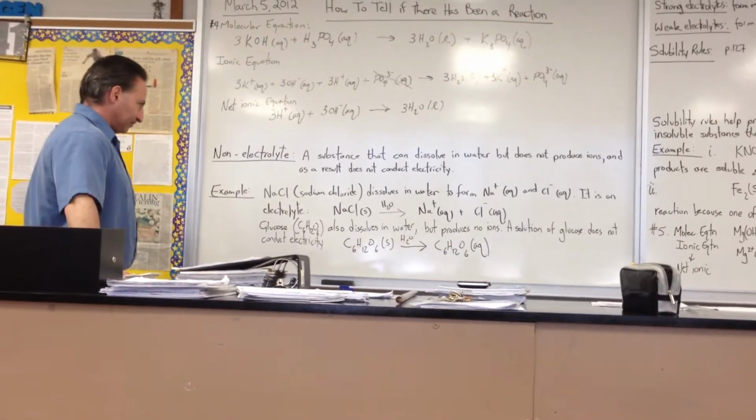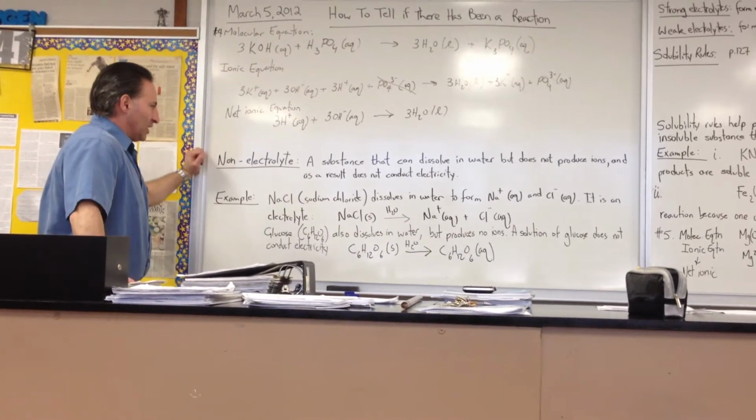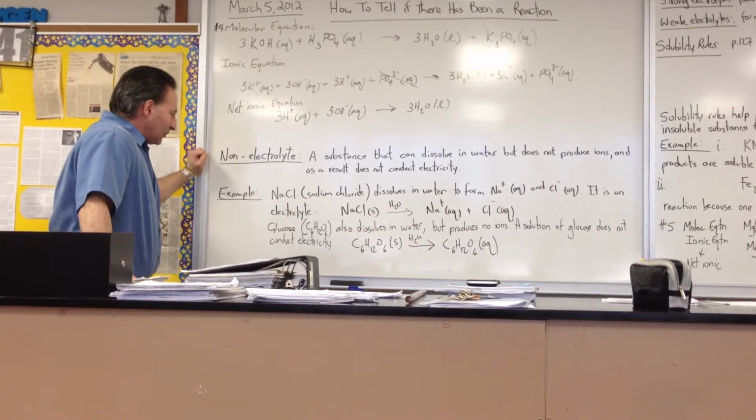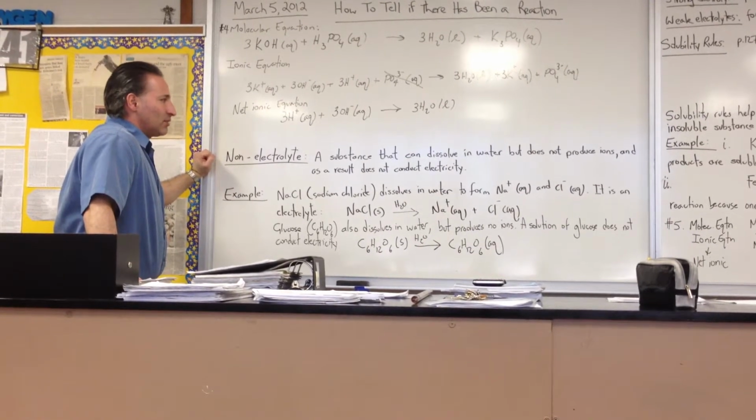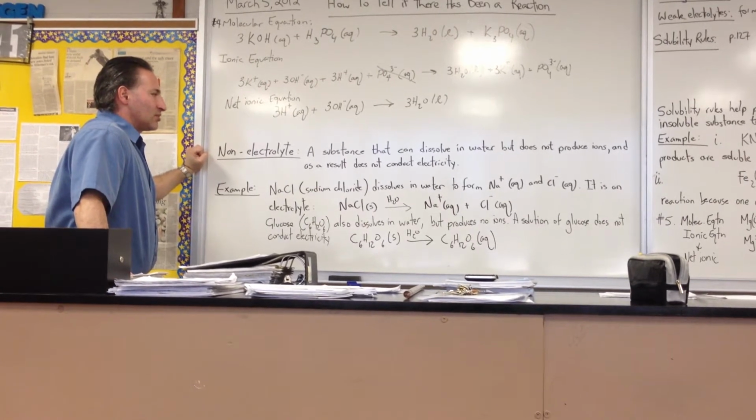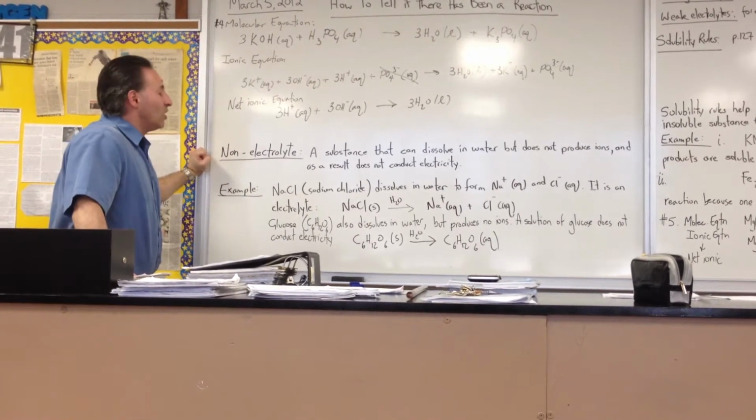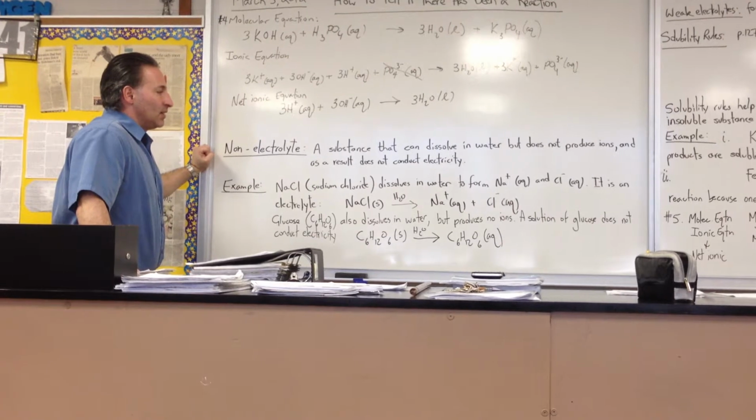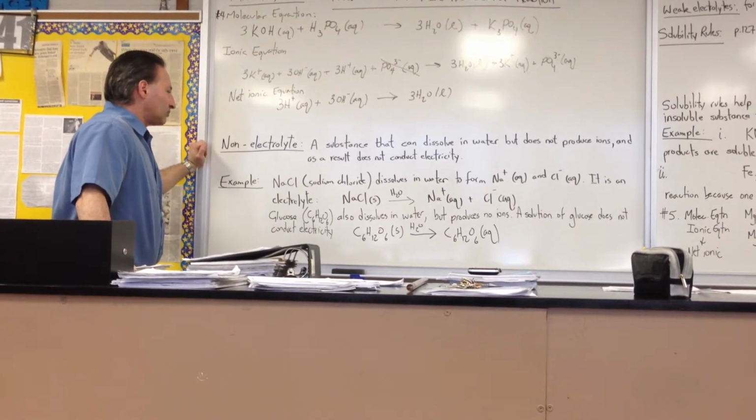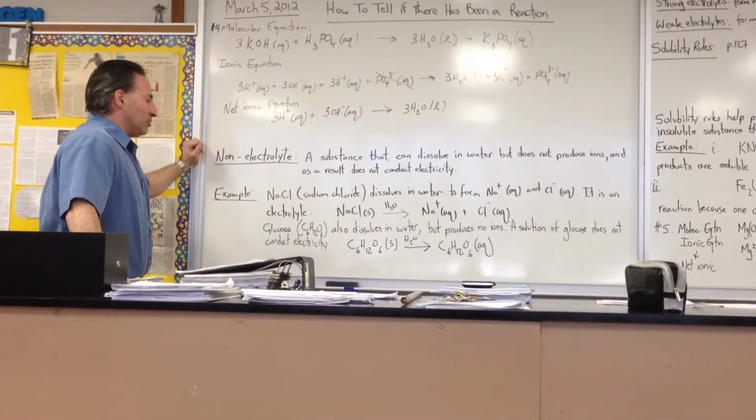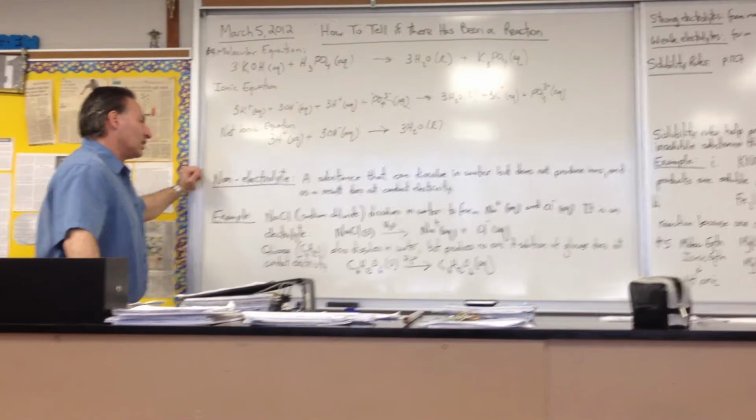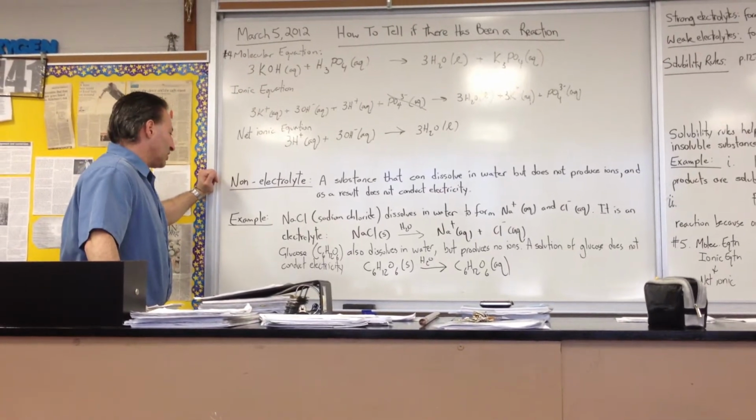Before we continue, we should know the difference between an electrolyte and a non-electrolyte. A non-electrolyte is a substance that can dissolve in water but does not produce ions, and as a result does not conduct electricity. For electricity to be conducted in water, there has to be an ion to carry the electrons from ion to ion. Now, pure water doesn't have any ions, or it has very, very few, so it doesn't conduct electricity under normal conditions.